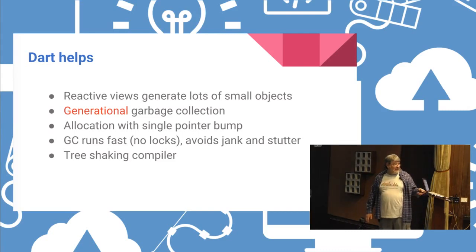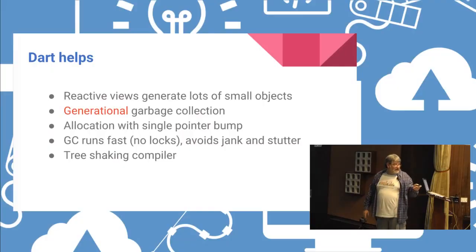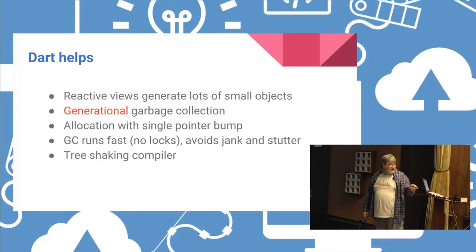One of the things it has is generational garbage collection, and when you're doing reactive views, you're recreating that tree over and over again. If you have animation going on, that's like 60 times a second. So you're creating a lot of objects, and then you're just throwing them away. Generational garbage collection makes short-lived objects really, really fast. Also, allocation in Dart only needs to do a single pointer bump, so it's a very fast operation. And you can run garbage collection with no locks, so you don't have the slowdowns of garbage collection that other languages have. And it also has a tree-shaking compiler, which I'm going to skip talking about because we're slow.